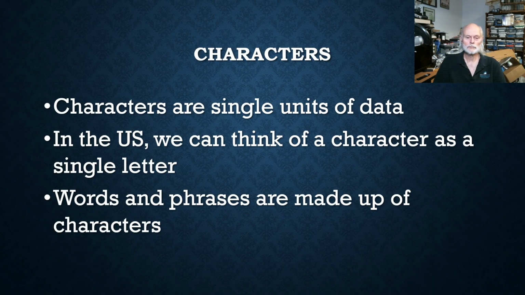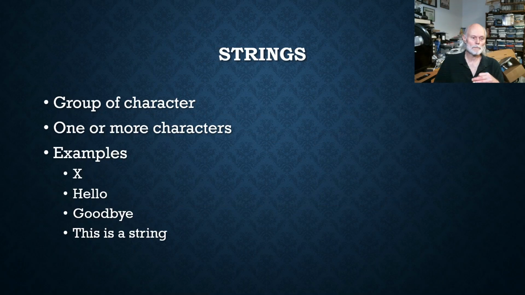Characters are single units, A through Z's, hyphens, underlines, and there are other characters that are sort of graphical. There's the registered trademark character, copyright character, but it's a single unit. Words and phrases are made up of groups of characters.